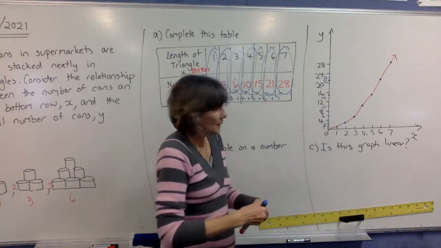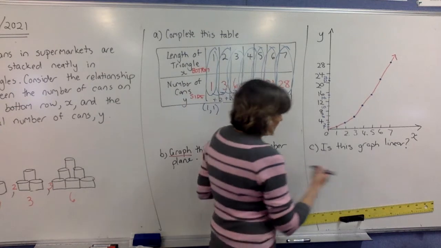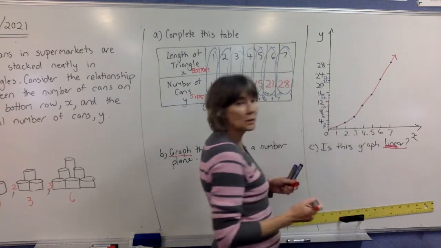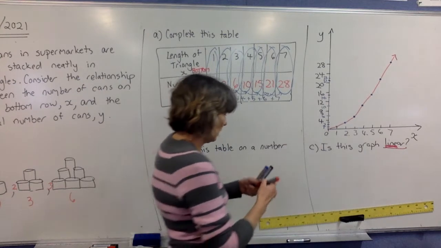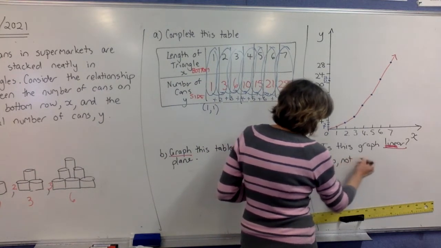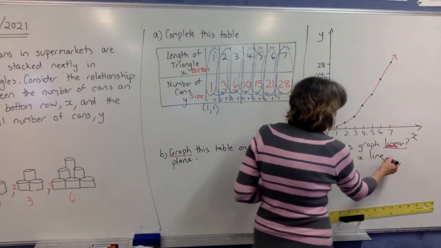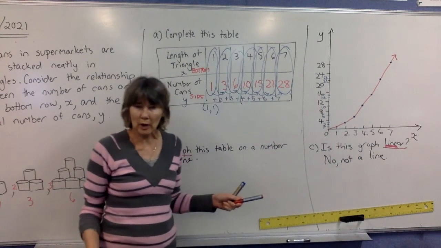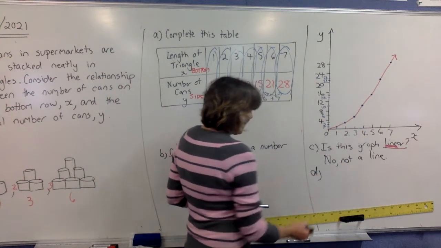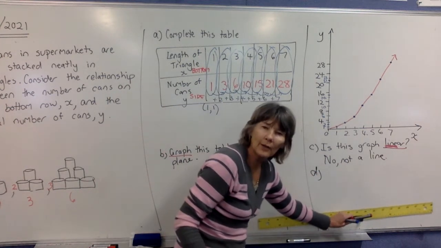Okay, now linear means line. You can see the word line in there. So is this graph a line? No, it's not. It's not a line. Because remember, lines have to be straight. It's definitely not straight. We couldn't join those with our ruler if we tried. Okay, now part D, we're actually going to find the formula now.